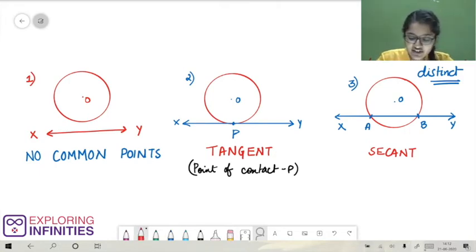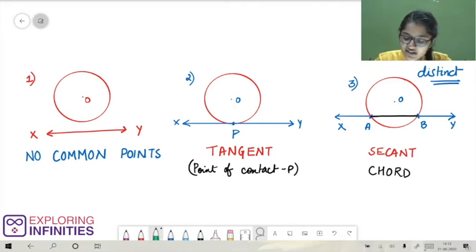Now, secant XY, as we mentioned earlier, is a line. If we consider the portion of the line which lies entirely inside the circle, that is line segment AB, this line segment is known as chord to the circle. So portion of the secant which lies entirely inside the circle, that portion or line segment is called chord.